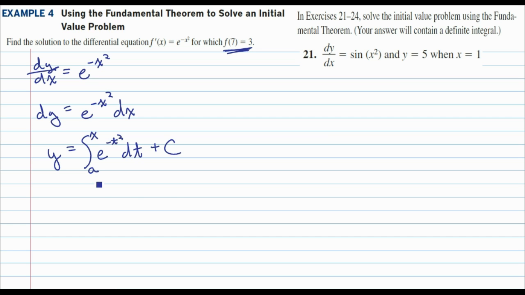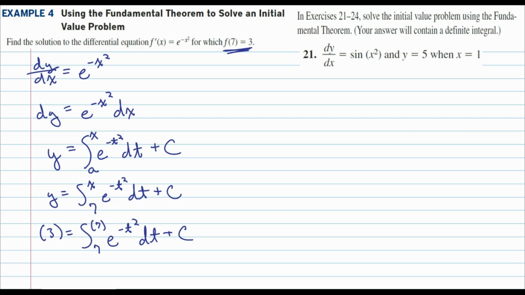So I'm going to pick 7 for a, and now I can plug in 7 for x and 3 for y, which will help me solve for c. Because if 7 is my upper bound, now the antiderivative from 7 to 7 is 0, so 3 equals 0 plus c, and I get that c equals 3.